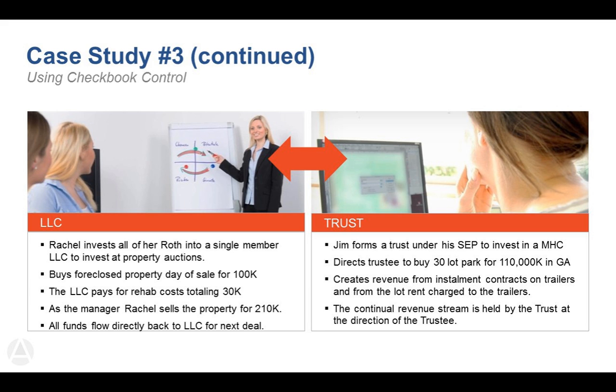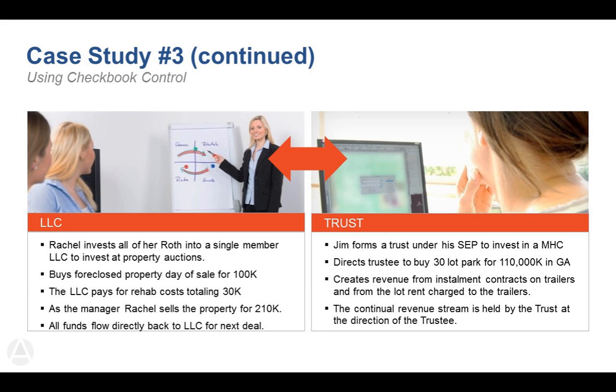So the first example we're going to cover is buying properties at auctions. Sometimes various auctions require a check written that day. They require money wired within 20 minutes. They require some sort of construct that makes it administratively infeasible to do it underneath the IRA directly.